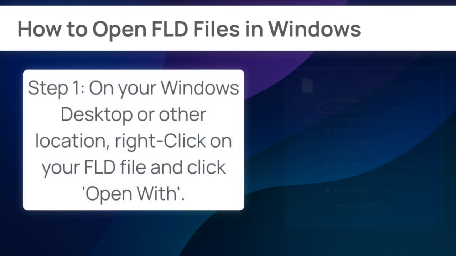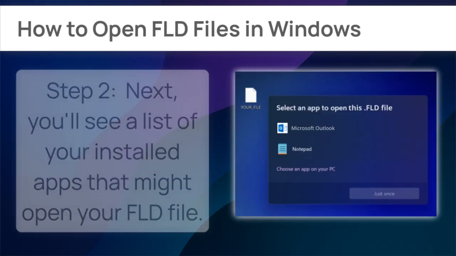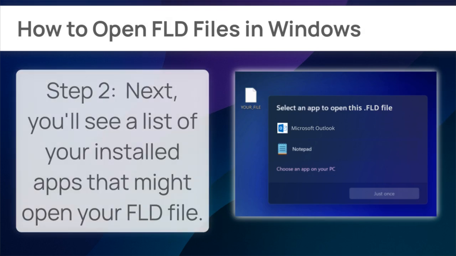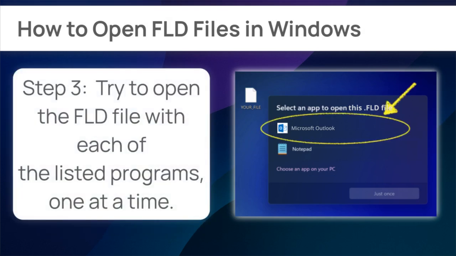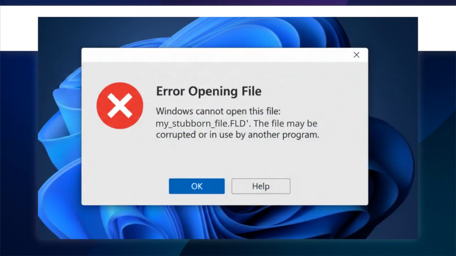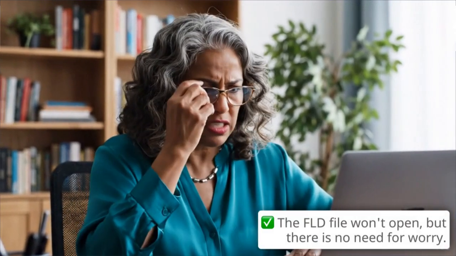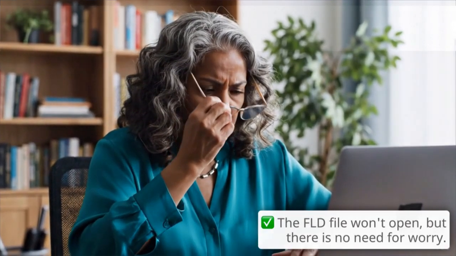To ensure we don't miss anything, right-click your FLD file and click Open With. Test Microsoft Outlook first. If it fails, select another program. We are checking all installed readers. When your FLD file isn't responding, don't worry, it's typical. This is the last stop before the universal fix. Let's quickly test these common failure points to confirm the depth of the FLD problem.